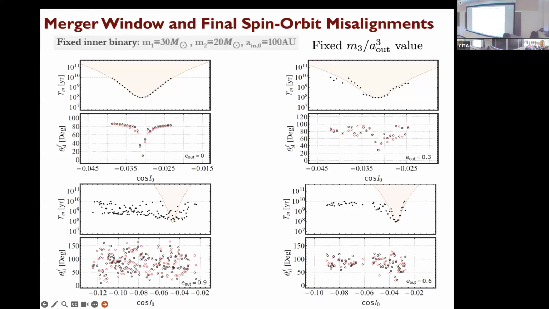You can do this population-wise and look at all kinds of parameters. Here it's plotting the final spin-orbit angle as a function of the initial inclination of the orbit of the tertiary. You can see there is a clustering around 90 degrees.